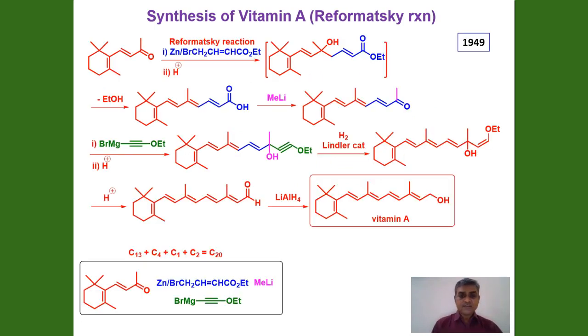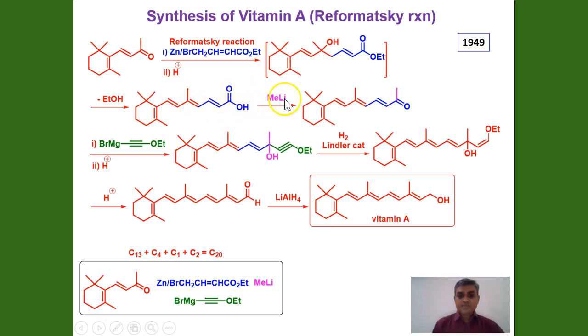Now let us discuss this synthesis of vitamin A on the basis of organometallic chemistry. So starting from beta-ionone, it reacts with the Reformatsky reagent and we get a hydroxy ester here. It's an alpha, beta unsaturated ester, and here is a tertiary hydroxyl group. Under acidic conditions, hydrolysis of this ester occurs as well as dehydration of the tertiary alcohol, and we get here 4 conjugated double bonds.